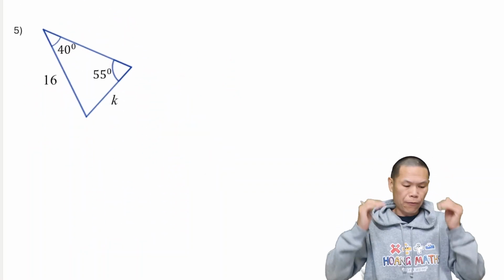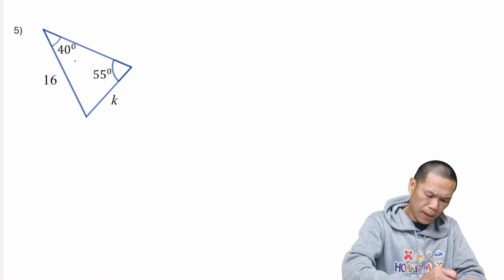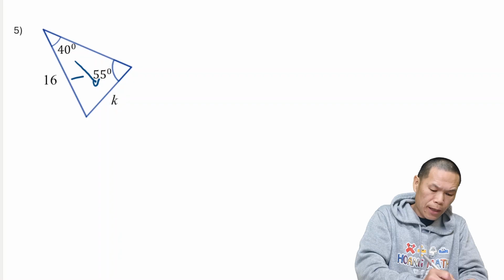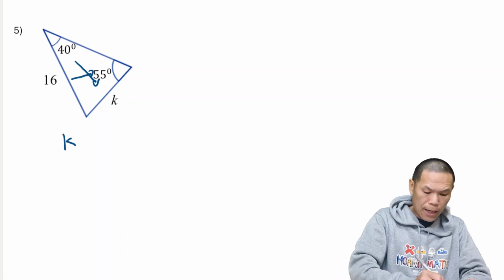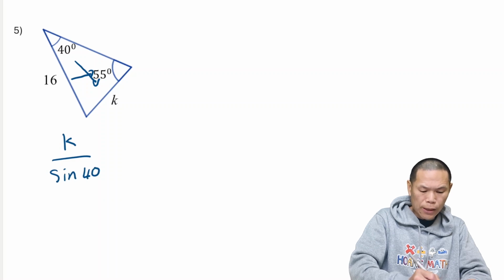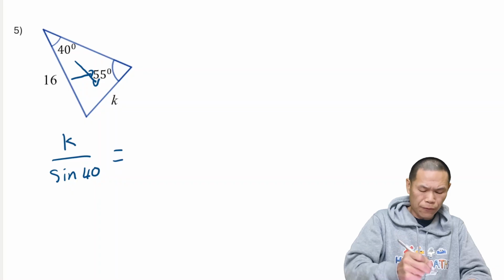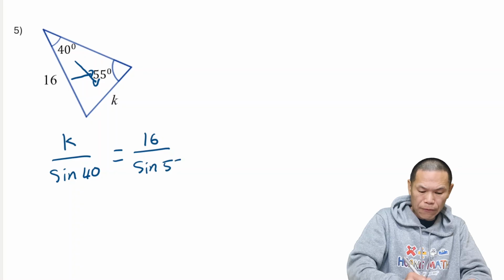Question number 5. So first of all, K is opposite angle 40 and 16 is opposite angle 55. So we just go K over sine of 40 degrees equal to 16 over sine of 55 degrees.